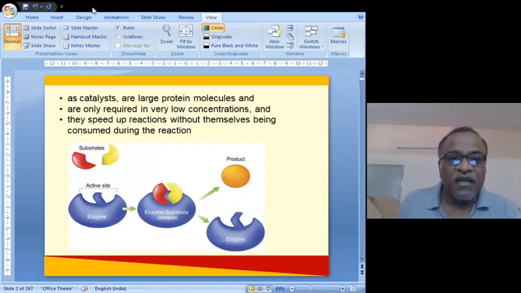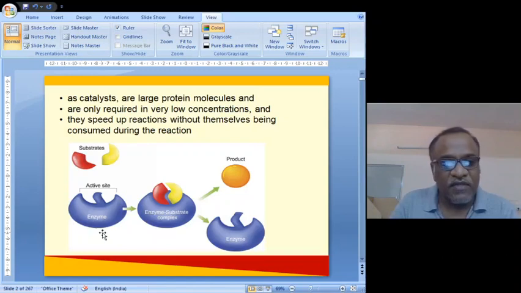biocatalysts. They are large protein molecules and are only required in very low concentrations. So what do these enzymes do during the reaction? They speed up the reactions, but they are not consumed during the reaction. So that is what we have to remember. They accelerate the rate of the reaction without themselves being consumed.